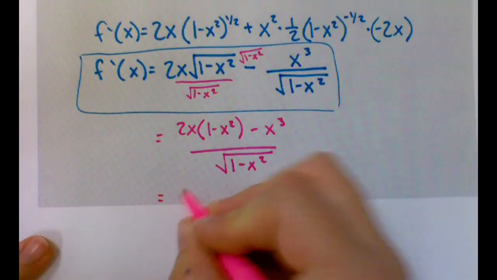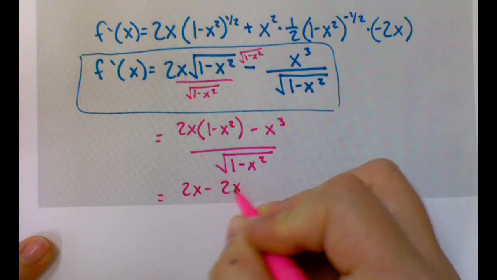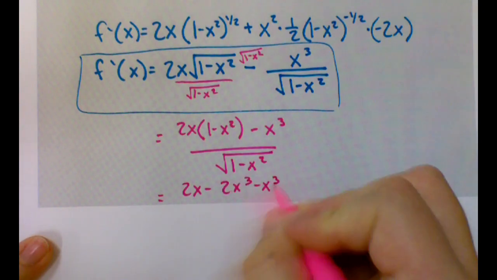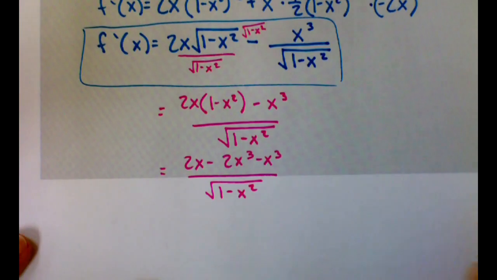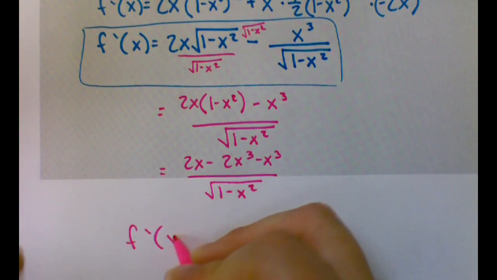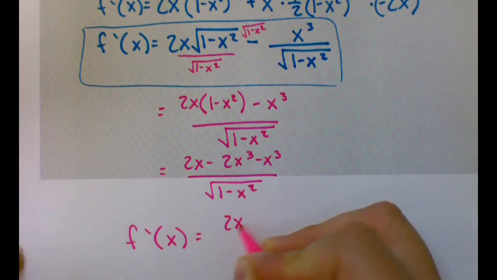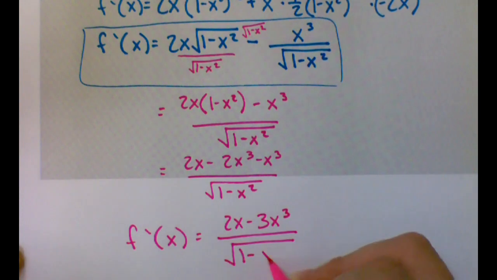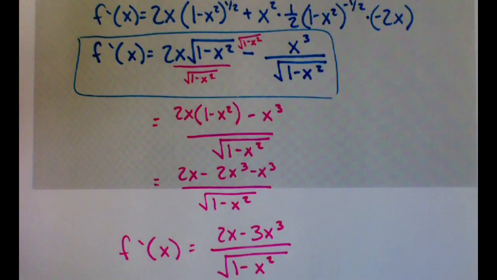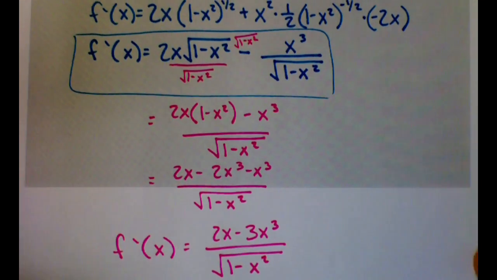And distribute my 2x, I get 2x minus 2x cubed minus x cubed, all over the square root of 1 minus x squared. So I could rewrite my derivative as 2x minus 3x cubed, all over the square root of 1 minus x squared. Either of these answers is totally correct, just depending where you look, you might see it differently.